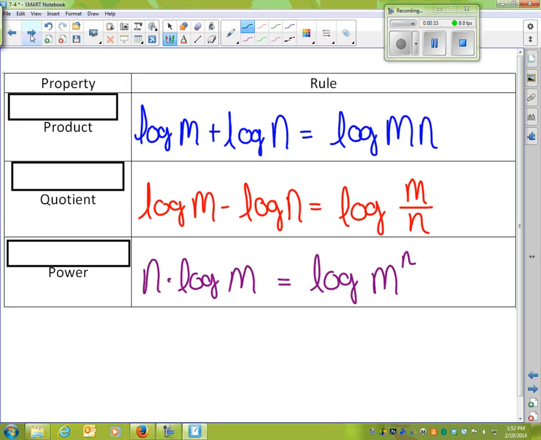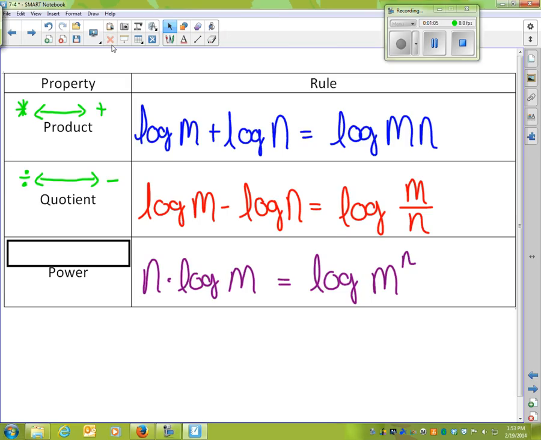Let's go over the different properties. The first property is the product property. It relates addition with multiplication. If you have two logarithms you're adding, you can change them into a single logarithm you're multiplying. Or if you have one that you're multiplying, you can split it up into two logarithms to add. Our little shortcut is that multiplication goes with addition.